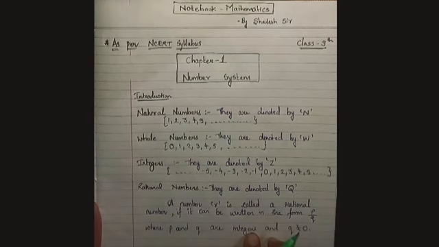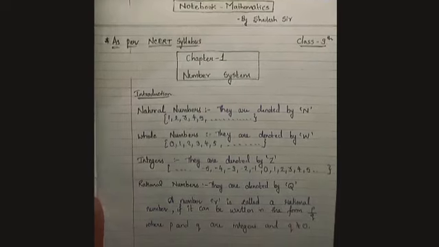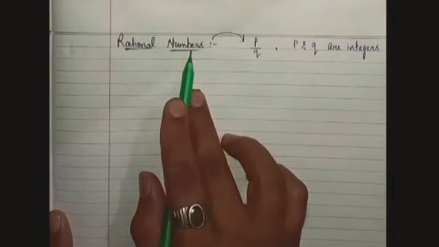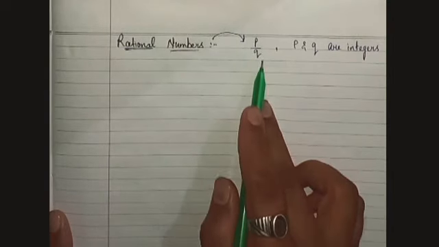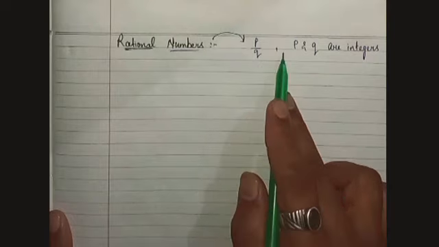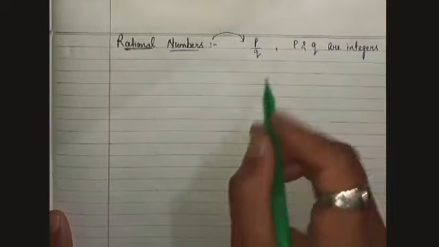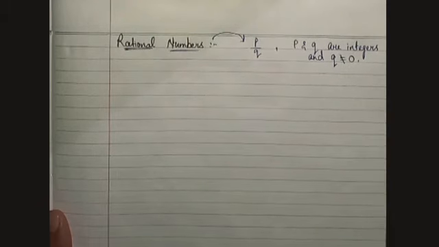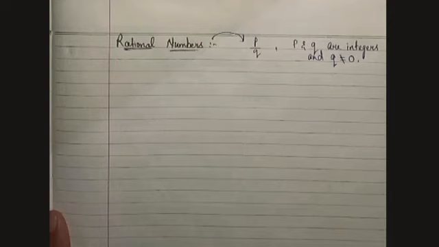Now we will take this rational number topic in detail. So coming to our topic, rational number. A rational number is a number which can be represented in the form of p by q, where p and q are integers and q is not equal to 0. Now if you look at the examples, all the integers, all the whole numbers, all the natural numbers fall under the category of rational numbers.